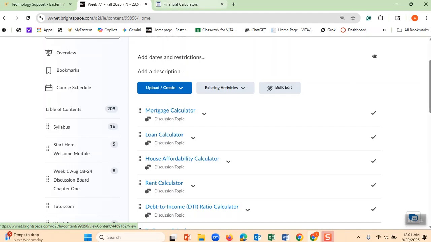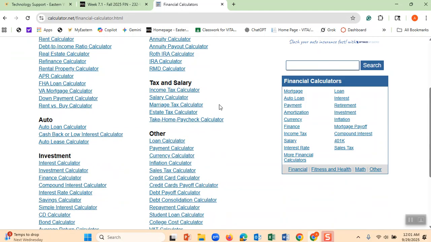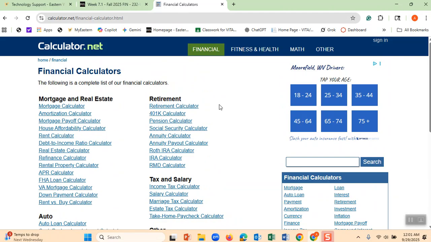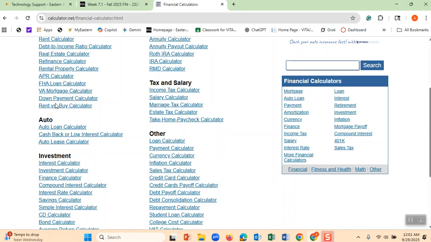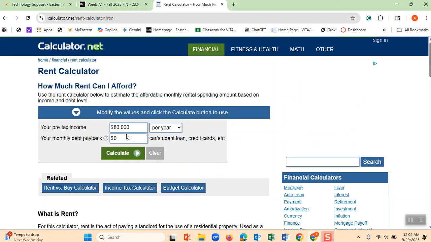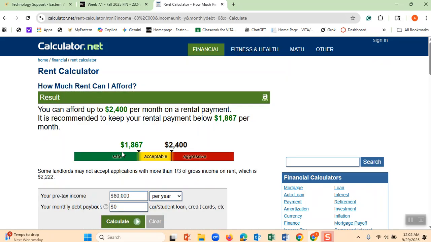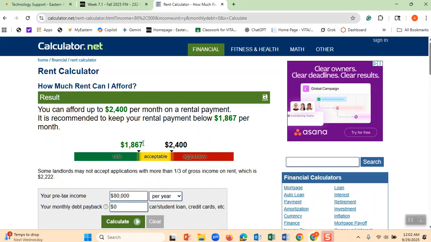House affordability, rent calculator was here. If you click here, I saw rent calculator somewhere in here. Let me see what it was, and retirement, other calculators. You will find them here. Here it is, rent calculator. When I click here, this is the income that you have per year, and then you click calculate, and it says that the rent you can pay with that salary, that is reasonable, is 1,867. Maybe you can copy this on the discussion board and explain what you understood.